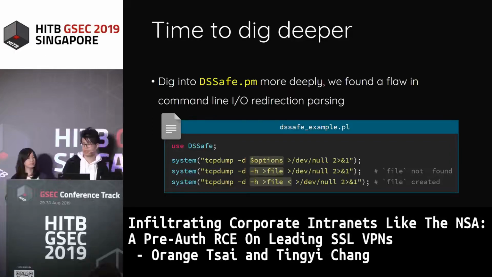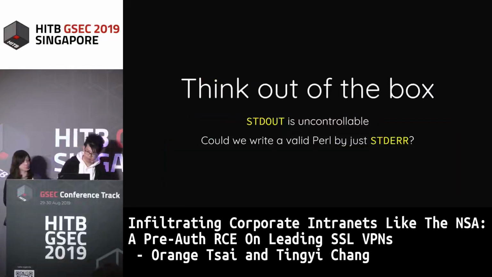However, although we can recontrol the standard out, we still can't find any way to generate a valid Perl script. So let's think out of the box. Standard out is uncontrollable, but could we write a script by just standard error?